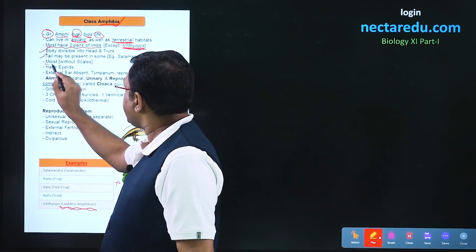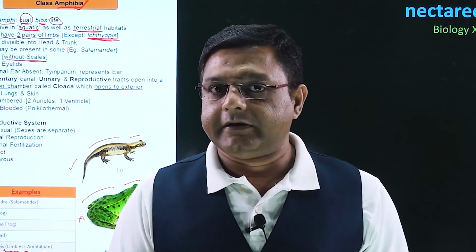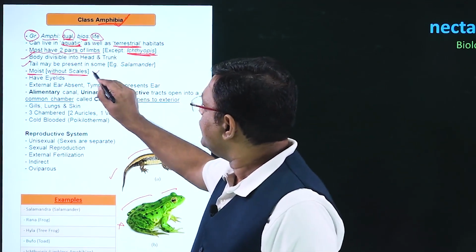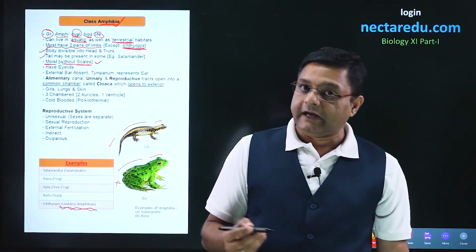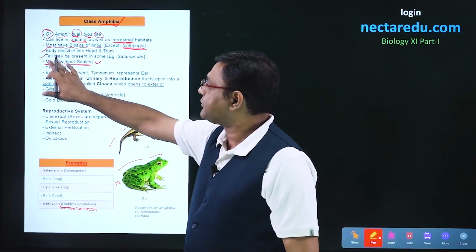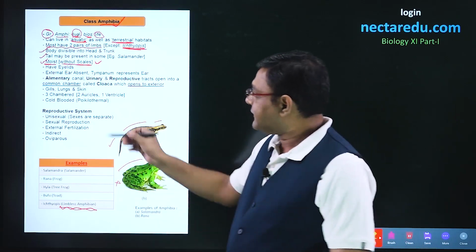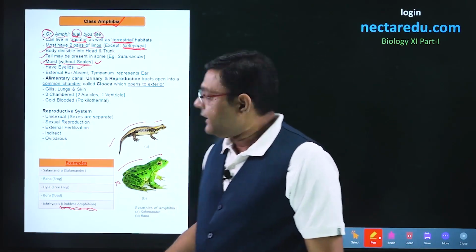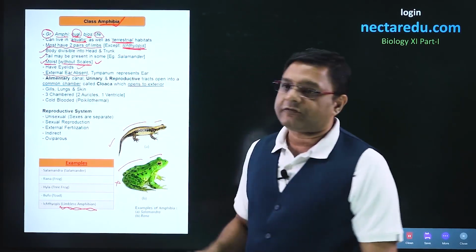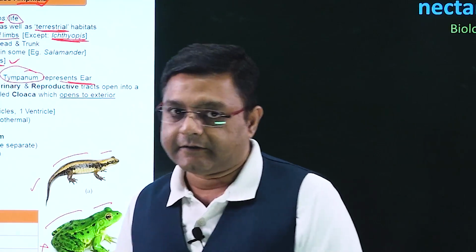Now, talking of the skin. Skin of amphibians is moist. It is moist because cutaneous respiration occurs, and that is why they do not have scales. Because if scales were present, the skin couldn't be moist, it would be dry. So, scales are absent and the skin will be moist, adapted for cutaneous respiration. After this, eyes have eyelids present. If we talk of the ear, then external ear will be absent in the case of amphibians. It will be just the tympanum which will represent the ear.